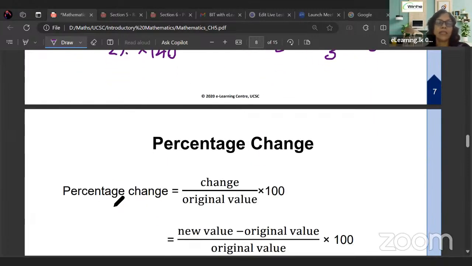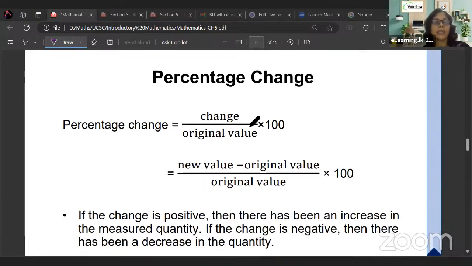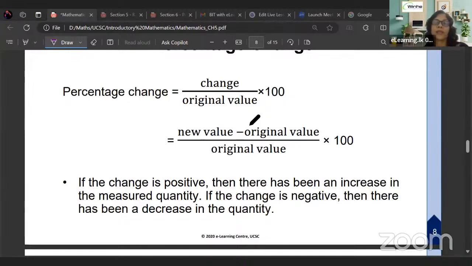Right. Then we check how to find the percentage change. If you are given a change in anything, find the change, divide it by the original value, then multiply it by 100. Here it says that if the change is positive, the quantity is increasing; if the change is negative, the quantity is decreasing.